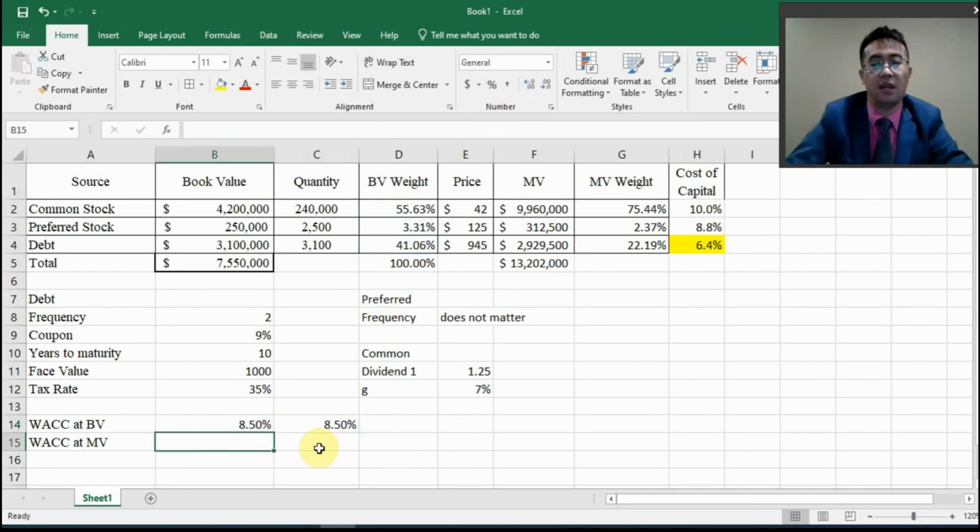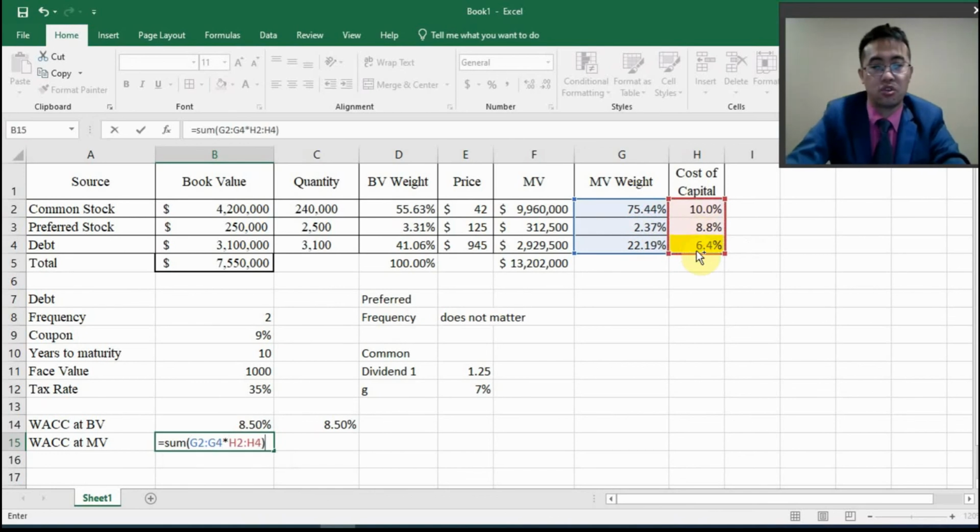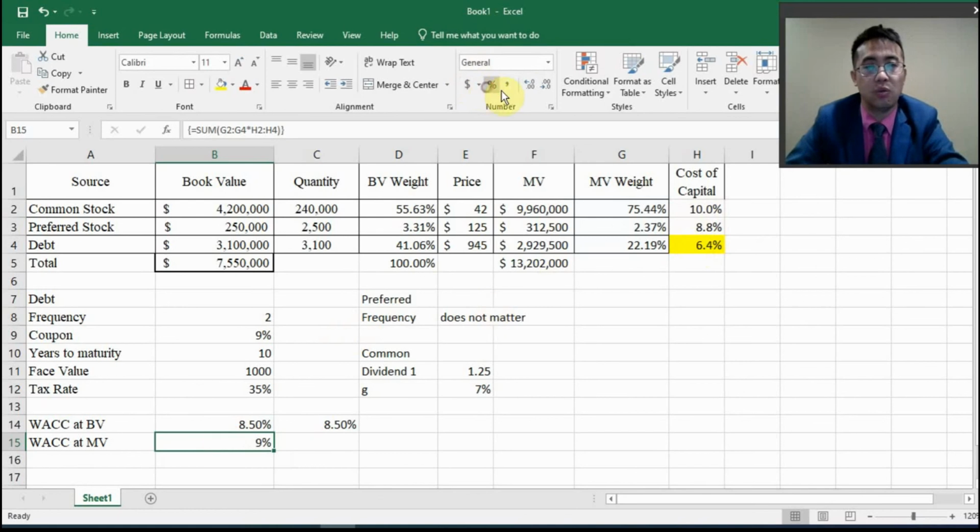All right, to get the market value WACC, you are going to use the sum of product function again. Use the market value weight multiplied by the cost of capital vector. Control-Shift-Enter. All right, so this would be your answer. Okay, so this is a good practice for your WACC chapter, but still it has not covered flotation cost.